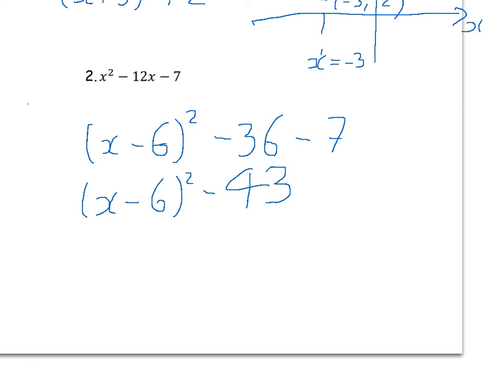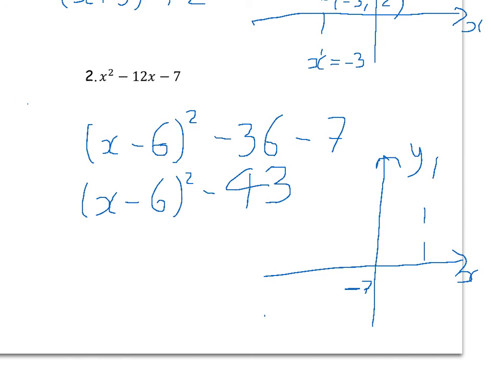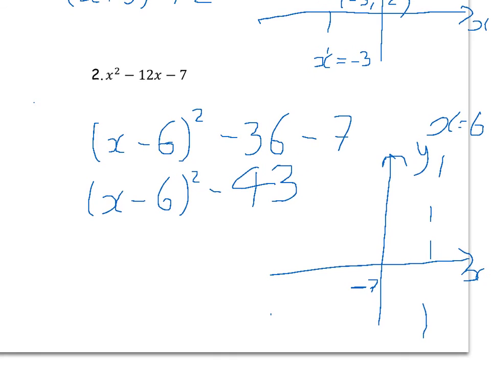Now, as I said before, let's have a quick think about what this graph might look like. Remember that minus 7 we're told in the question is where it crosses the y-axis, so at minus 7. Because it's minus 6, the point at which it reflects is going to be at plus 6, so x equals 6. And its minimum is going to be all the way down at minus 43. So it'll be all the way down here somewhere, at 6, minus 43.